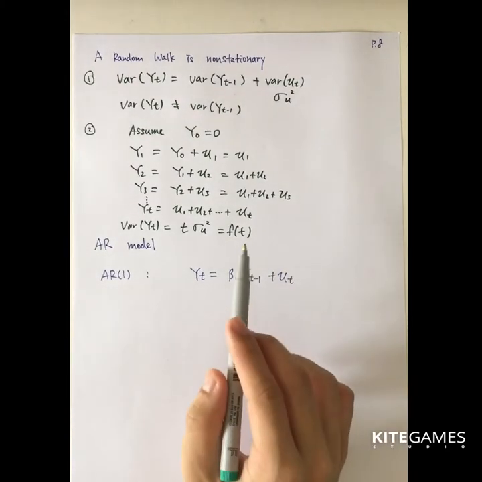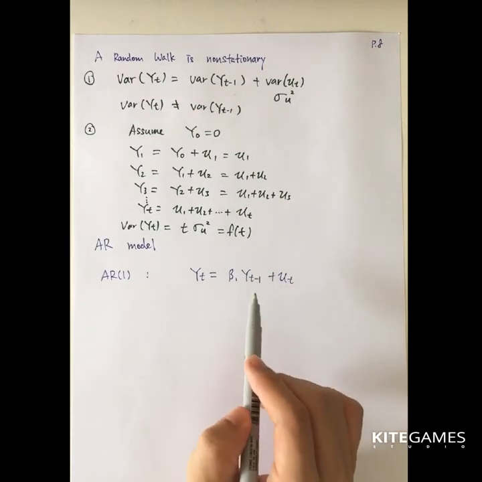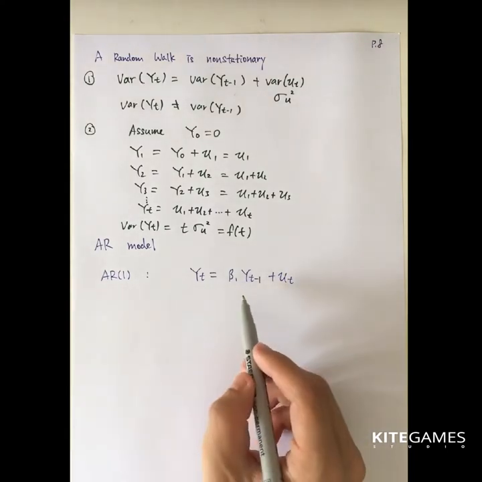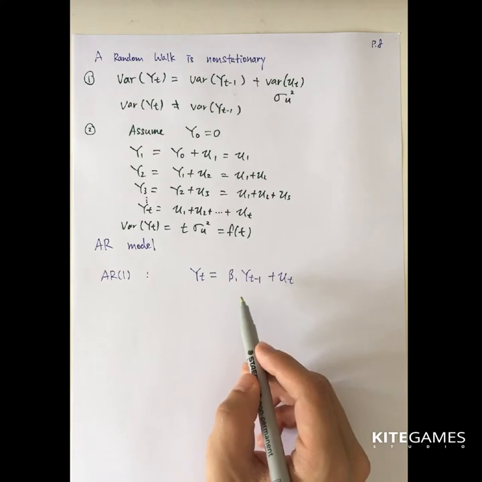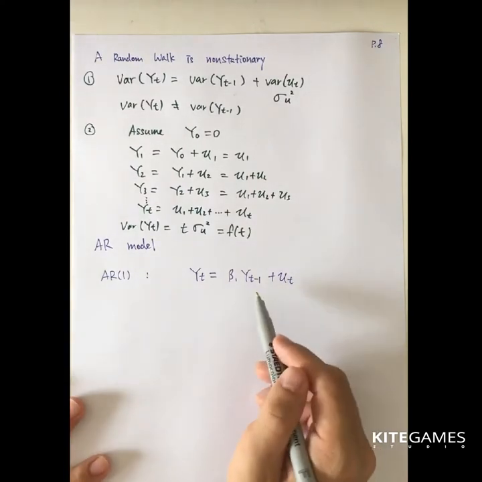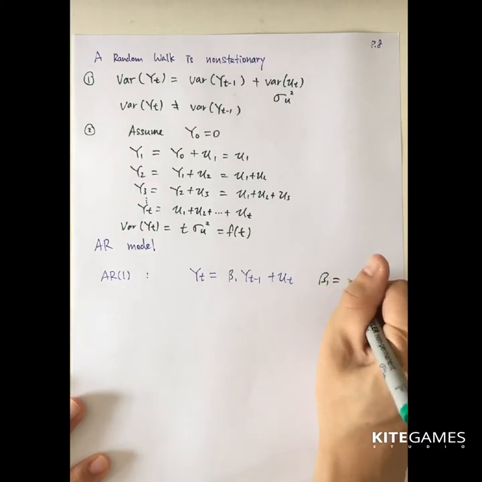Actually, the random walk model is one special case of the AR(1) model. For the AR(1) model, it means that yt is a function of the y at the previous value. A random walk model just simply assumes that beta 1 equals 1.